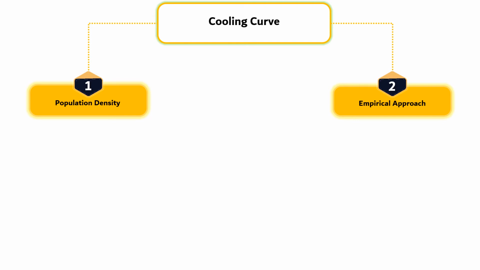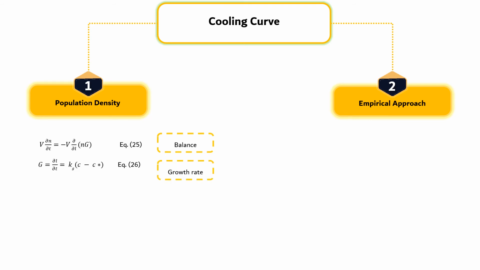There are two strategies to predict the cooling curve for batch crystallization: population density and the empirical approach. To calculate a population density, a balance on the number of crystals of a given size is set up for an unsteady operation in batch, as shown by equation 25. The growth rate is given by equation 26. The nucleation rate, as shown in equation 27, can be used as an initial condition to solve equation 26.